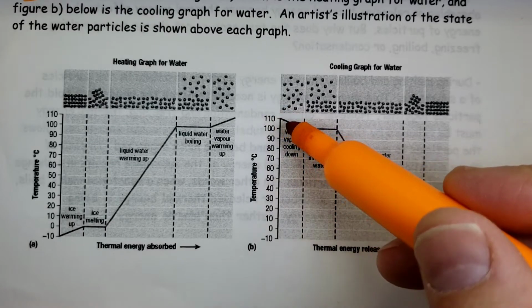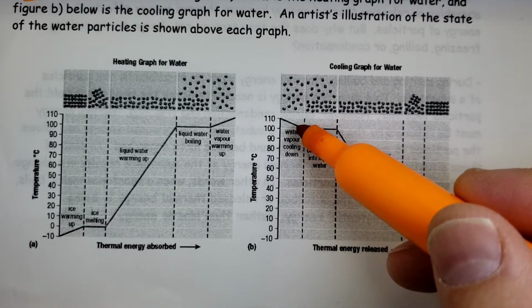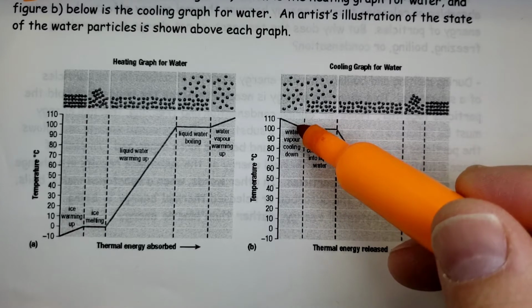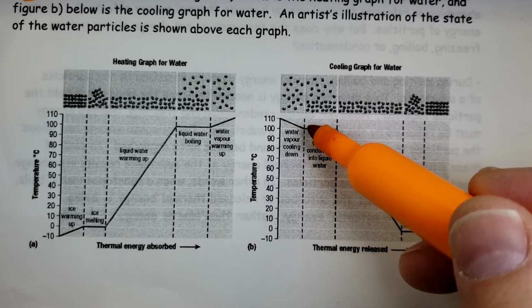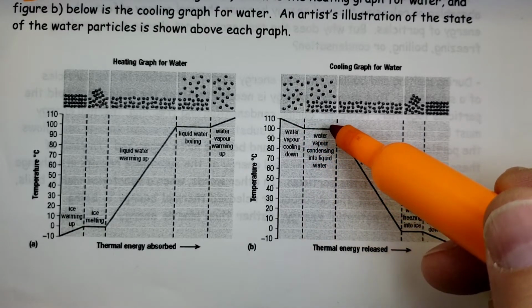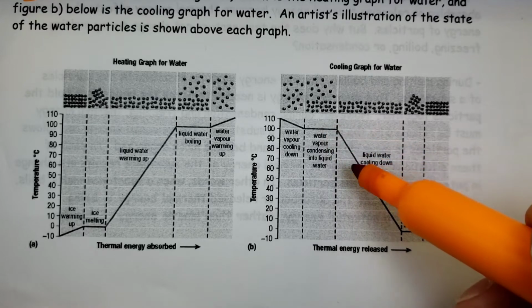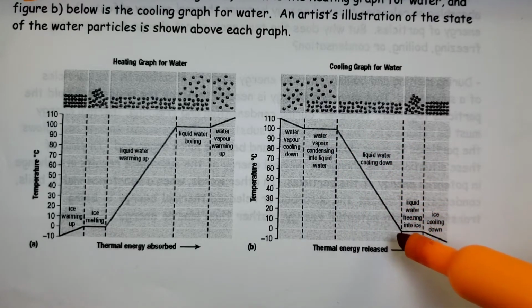Cooling a gas down: as the gas is changing to a liquid, it's going at the condensing temperature, which is also 100 degrees C. Once it's all liquid, then it lowers down in temperature until it's changing into a solid. It stays constant at 0, and then it eventually freezes.